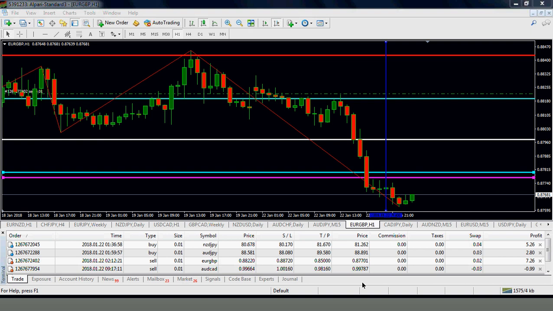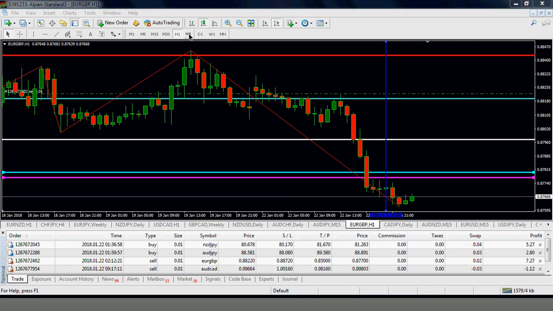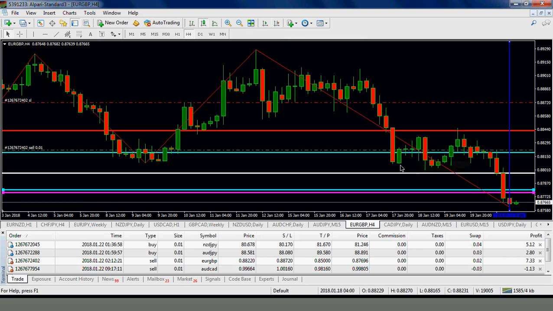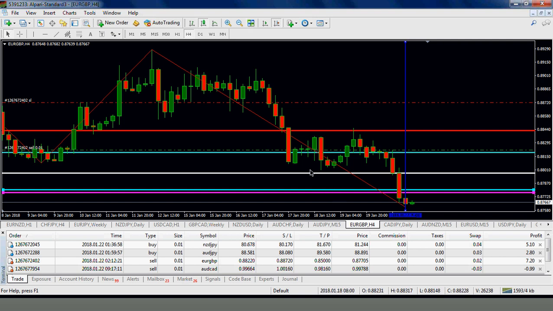So let's look at more examples. This is Euro GBP. Let's look at using 4 hour. Why did I take this?